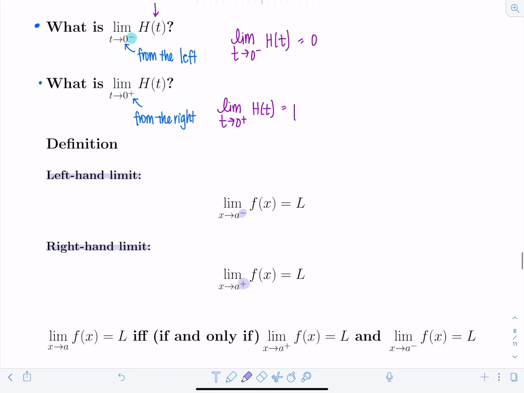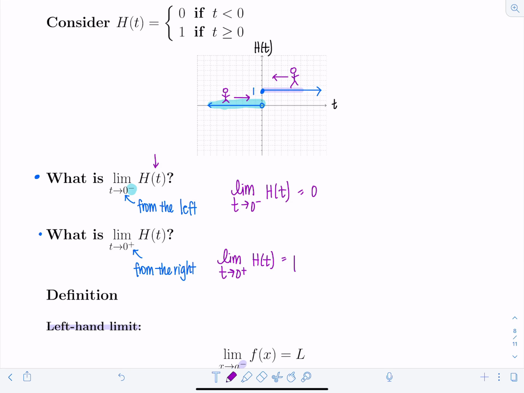Now, what if I were to ask you, what is the limit as t approaches 0 for h of t? So now I'm not specifying which side I'm coming from. Can you answer the question? If I don't say whether or not we are approaching from the left or from the right, can you tell me what the limit is? No, because these two values are different. So if I'm not specific in saying which side we're approaching 0 from, this doesn't have an answer. In this case, you would say it does not exist.